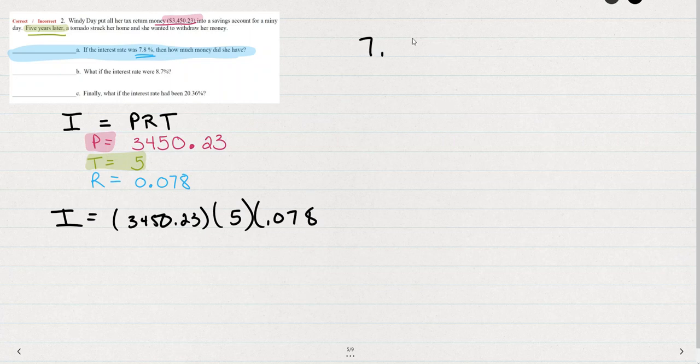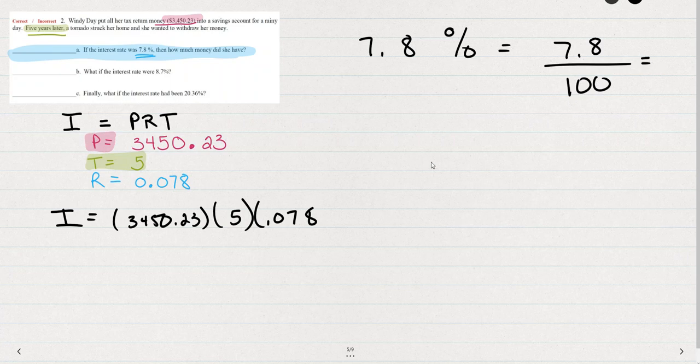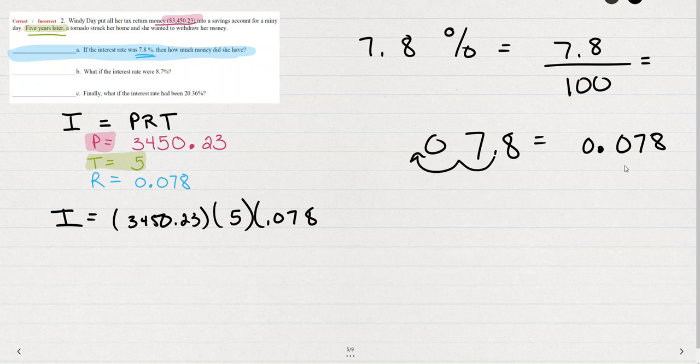And did you catch that, by the way? We've got 7.8%. What does percent mean? It's per 100. So dividing by 100 is the same thing as moving the decimal 2 to the left. So we have 78 thousandths, or in other words, 0.078. You could put a 0 in front of the decimal or leave it. And when we do that multiplication, we'll get answer A.